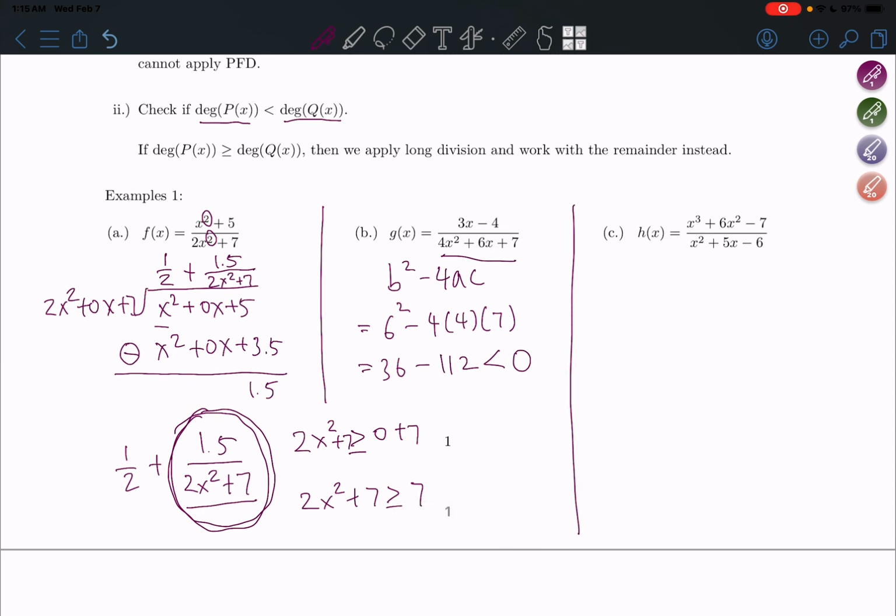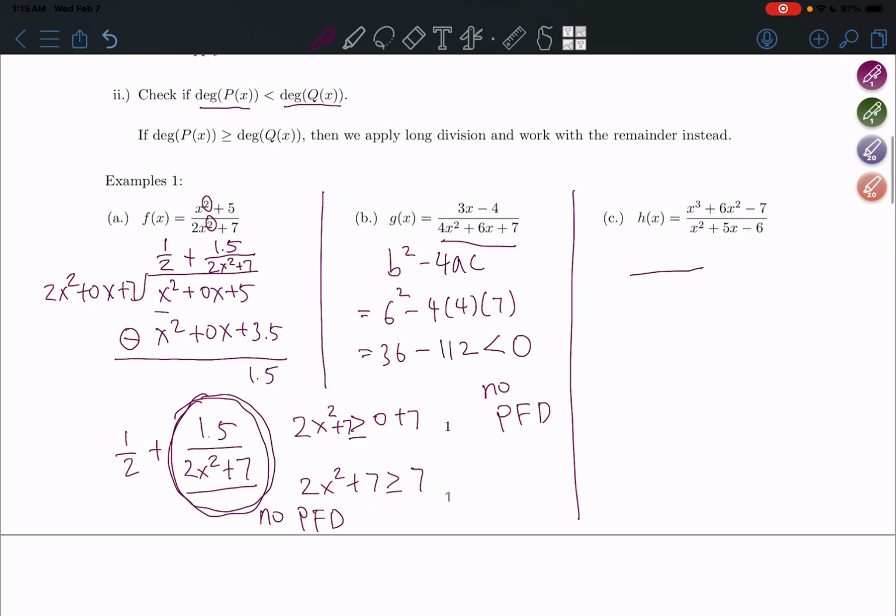Moving on to part C. Actually, let me indicate this. So no partial fraction decomposition. And for part A, the circled part, is also no partial fraction decomposition. Okay, so for part C, we can see that the numerator is 1 degree higher than the denominator. So we're going to go ahead and do long division.